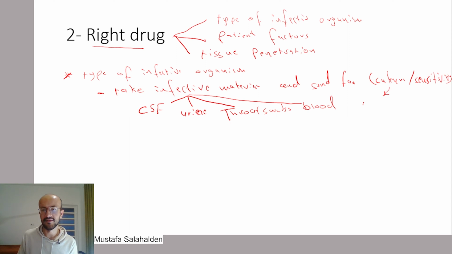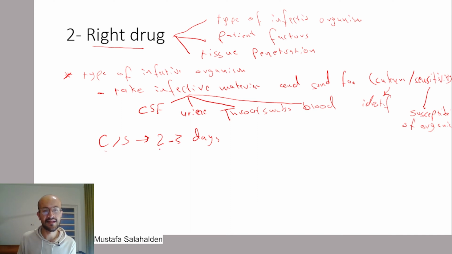Culture means identifying the organism, and sensitivity is testing which drug the organism is more susceptible to, so susceptibility of the organism. Now the culture and sensitivity takes about 2 to 3 days until the result is out and you decide the drug for the patient. But sometimes you can't wait 2 to 3 days to treat infection. So you give antibiotic without knowing the infective organism.